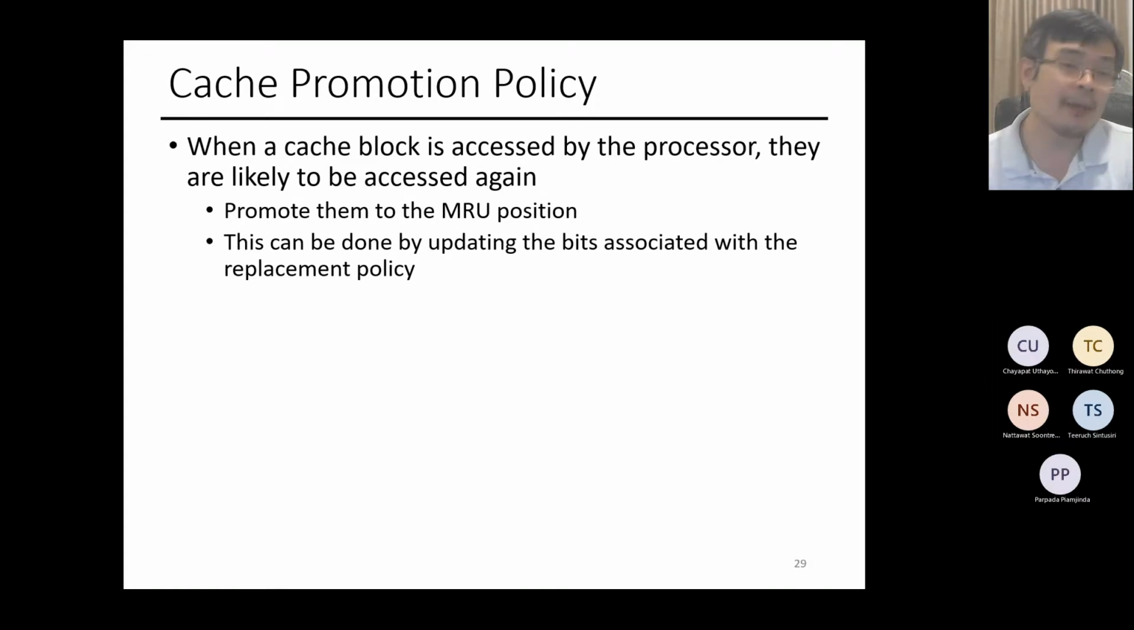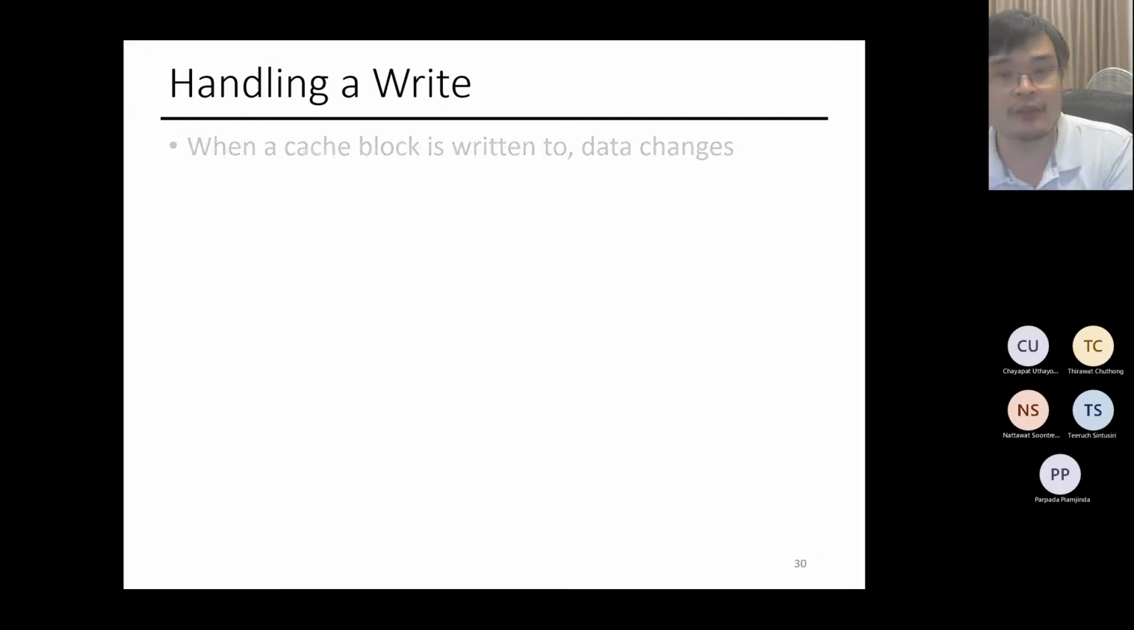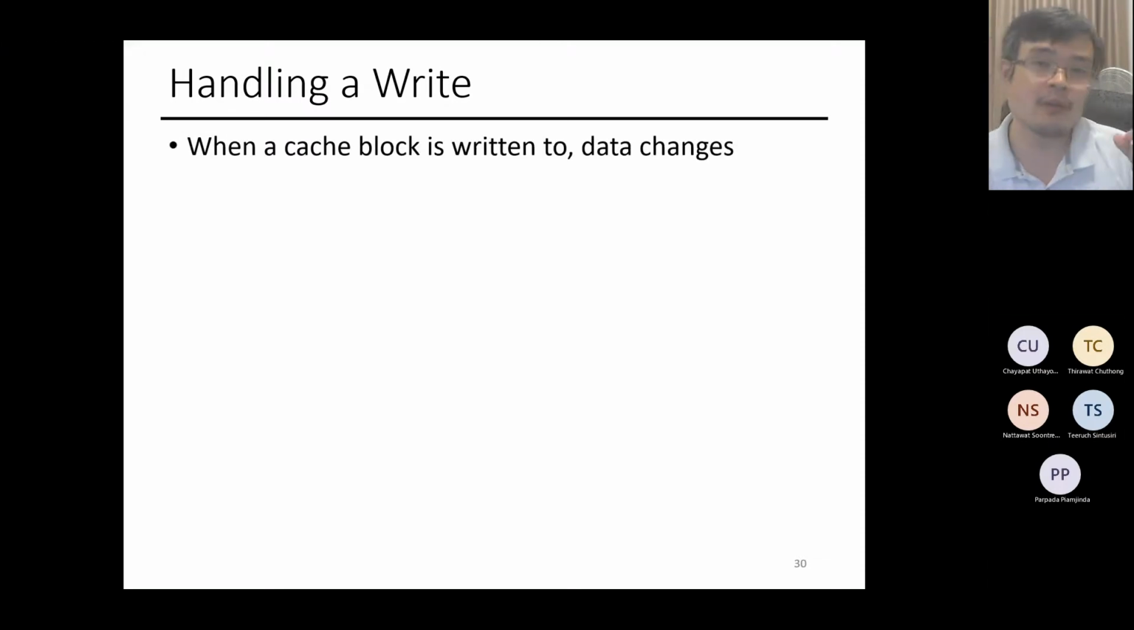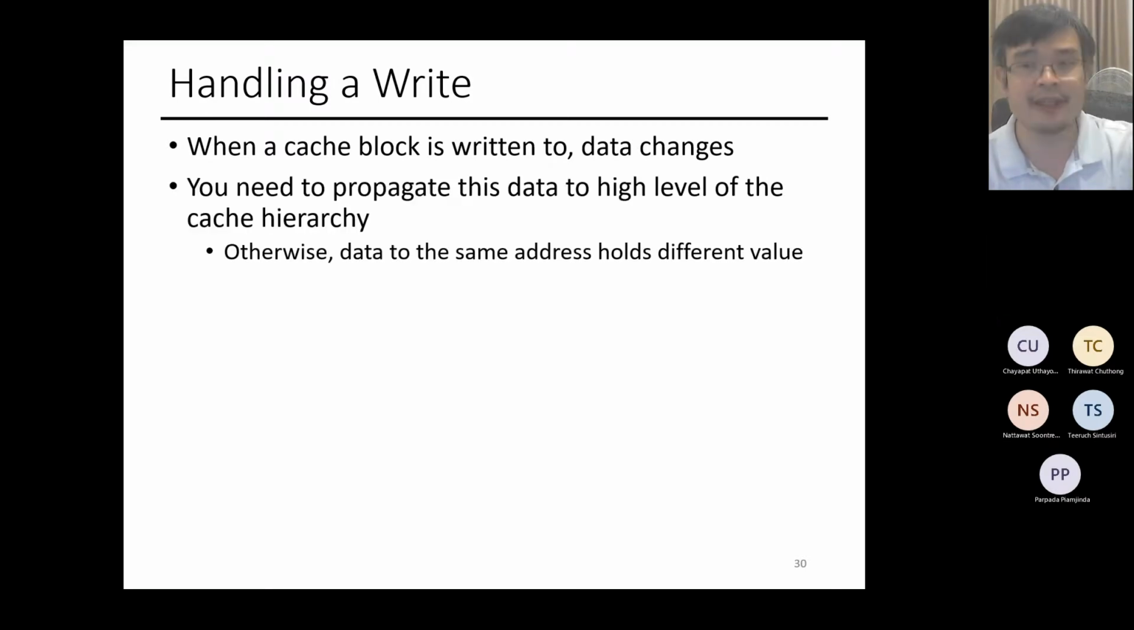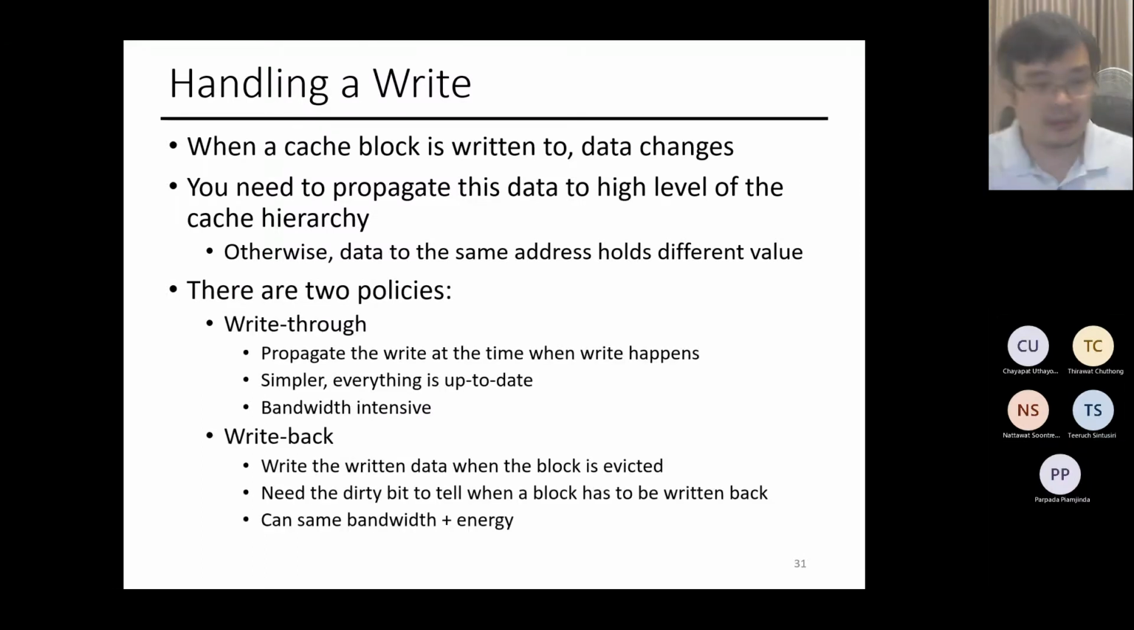a fancy policy on virtual memory as well. But before we go there, we have to talk about how to handle writes. When you write the data, when you update the data, the data actually changes, so you need to propagate the data to the higher levels in the cache hierarchy. Otherwise, you get the old data back. There are two policies called write through and write back.